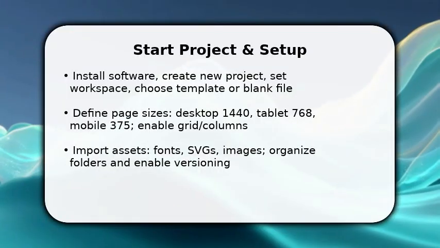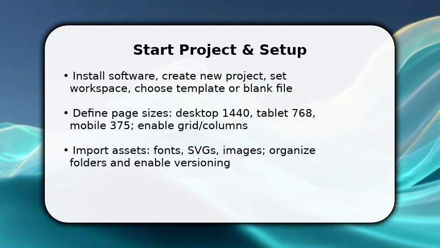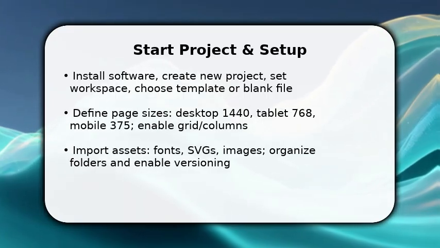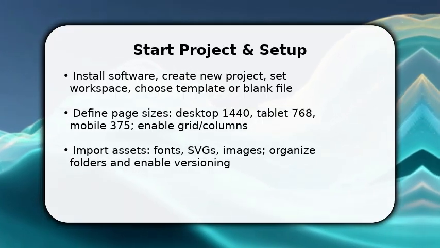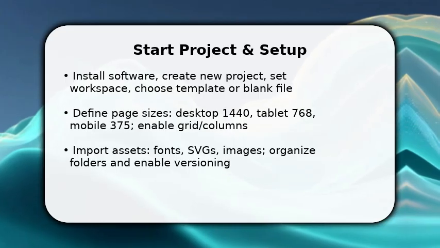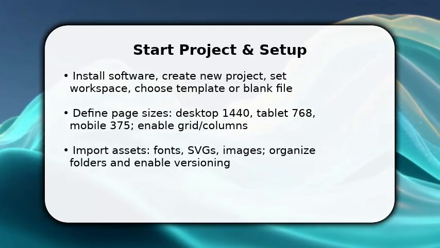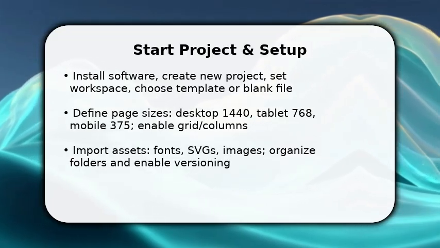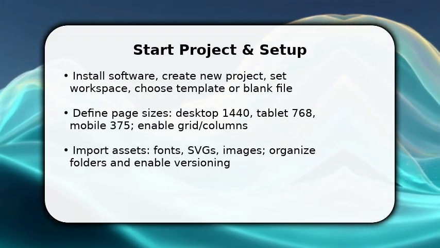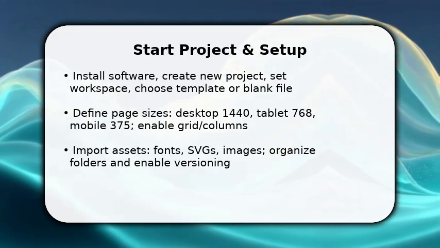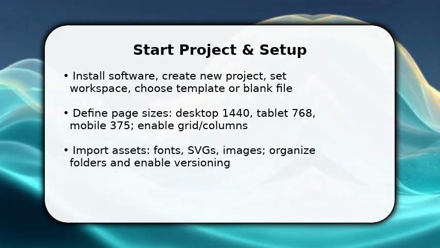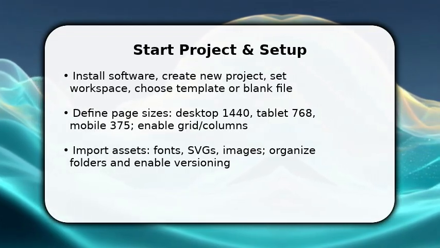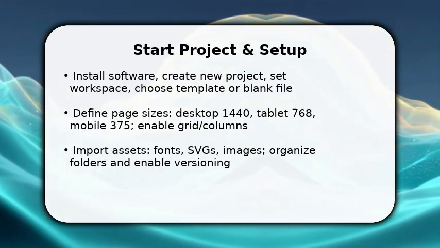You begin by creating the actual working project and preparing assets so you can move fast. Install and open the web design app, pick a template or blank file, then set desktop, tablet, and mobile sizes. Enable a column grid to keep layouts consistent. Import fonts, SVG, and image folders and set logical names. Once done, create your first page and basic artboard, place a header and a primary navigation, and save a snapshot so you can revert if needed.